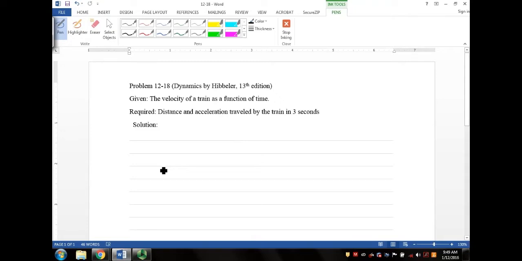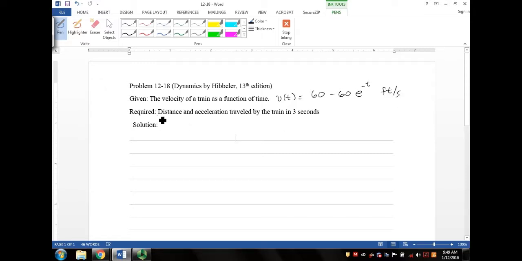This is problem number 1218. We're given that the velocity of the train is expressed by the function v of t is equal to 60 minus 60 e to the minus t feet per second.